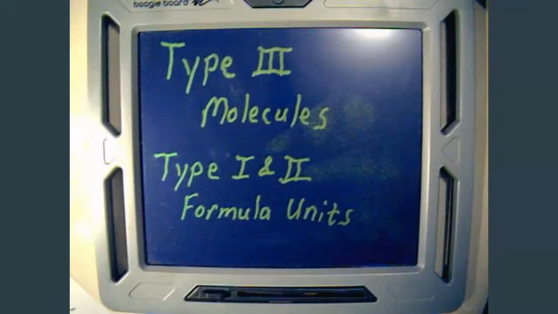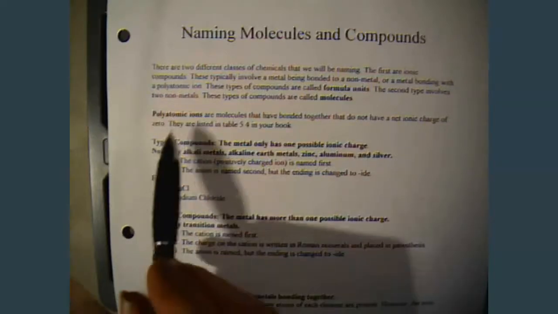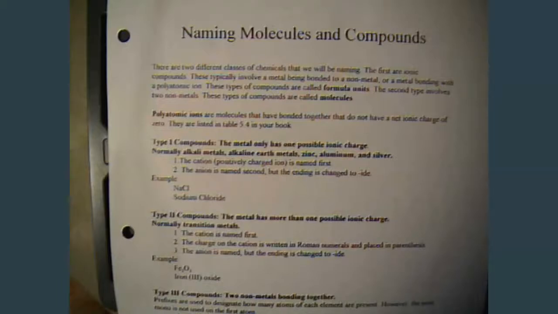So now we're going to look at molecular compounds, which your book calls type 3 compounds. These are between 2 or more nonmetals. Now, hopefully you have already downloaded the notes that I put on Google Classroom on naming type 1, 2, and 3 compounds. They're the polyatomic ions, which I've explained already in previous videos.